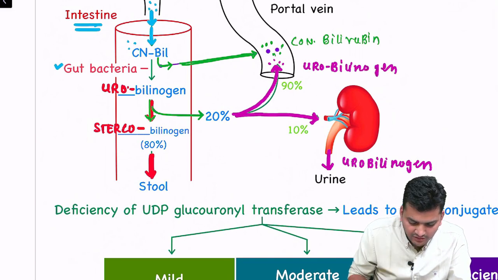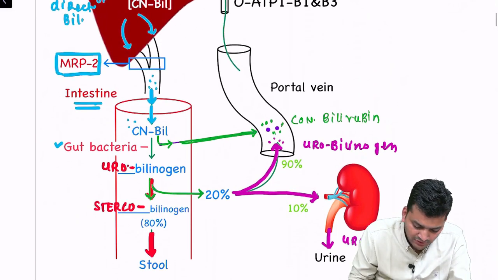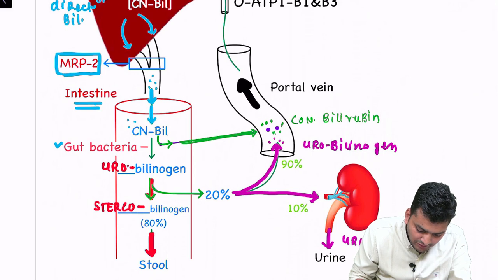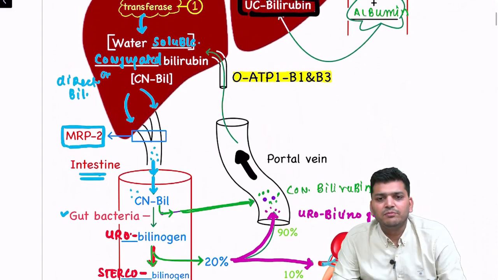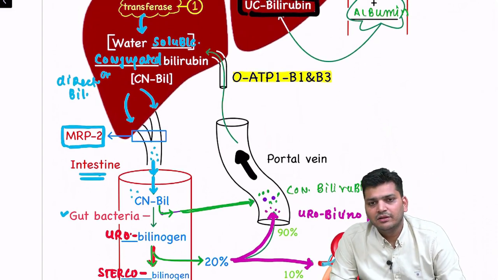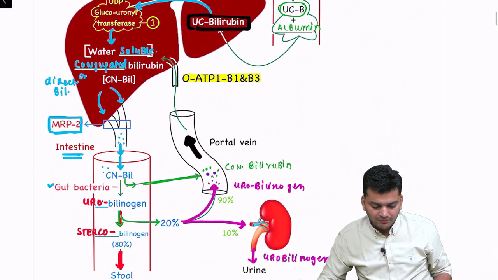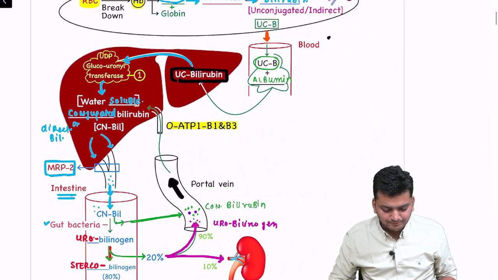And all this conjugated bilirubin and urobilinogen will travel via the portal vein with the help of special channels, that is ATP channels B1, B3. The conjugated bilirubin will reach back in the liver. So this is how the bilirubin is getting excreted.